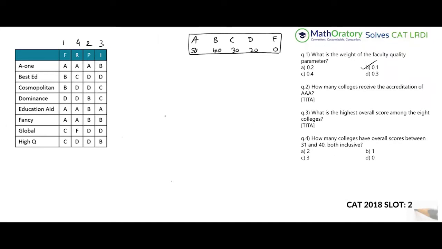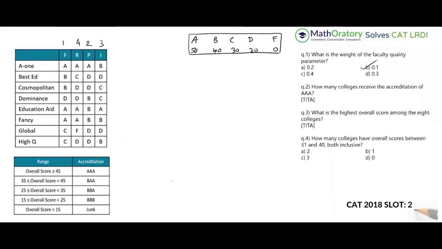How many colleges receive the accreditation of AAA? Now, if you have to get AAA, so let me get that table as well. Yeah, so AAA, you can see that the overall score required is greater than or equal to 45, right? So we need an overall score of greater than or equal to 45. Now, understand one thing before we start solving this. In order to get an overall score of greater than or equal to 45, you need some 50s, right? I mean, you need some of the grades as A.